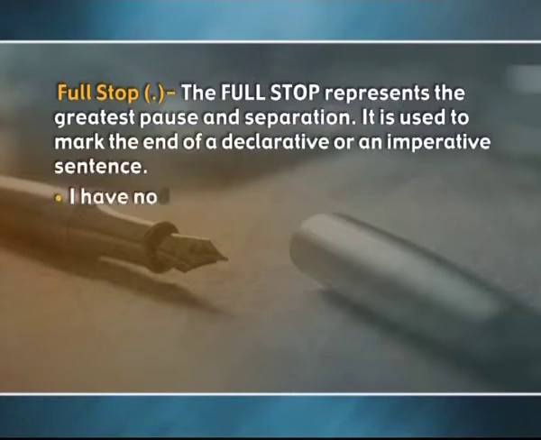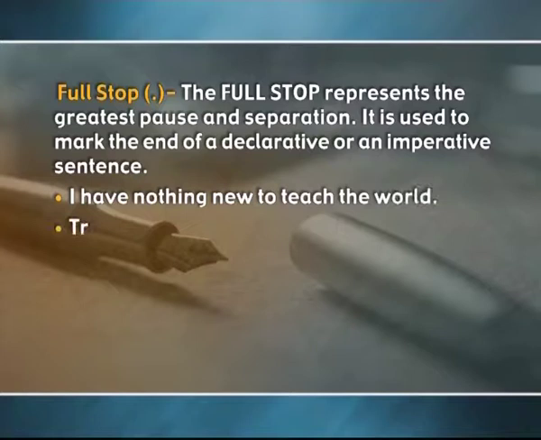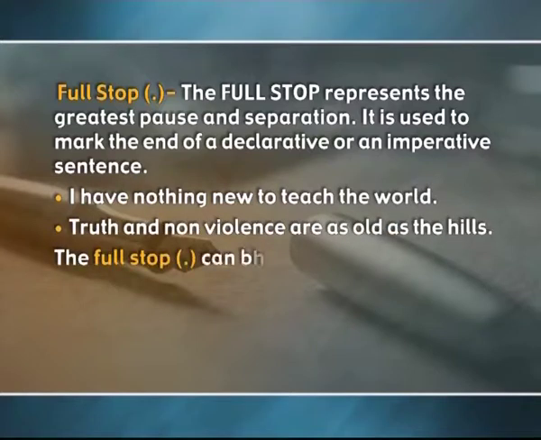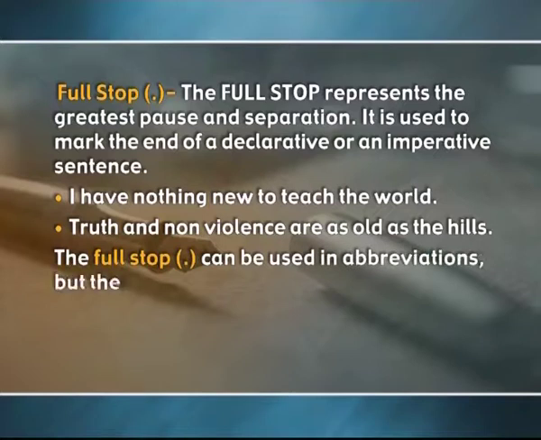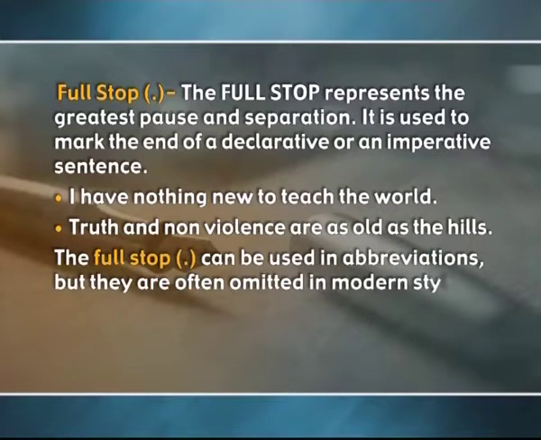Examples: I have nothing new to teach the world. Truth and nonviolence are as old as the hills. The full stop can be used in abbreviations, but they are often omitted in modern style. Example, M.A. or MA, M.P. or MP.